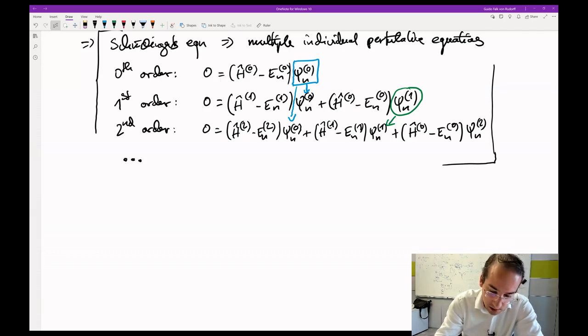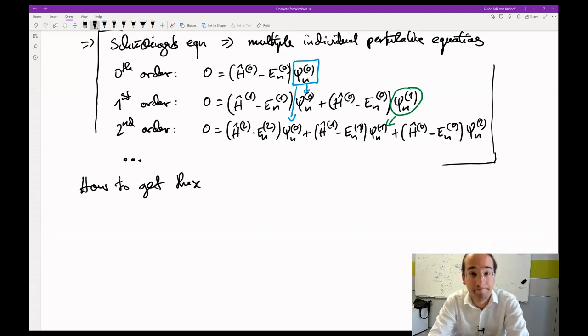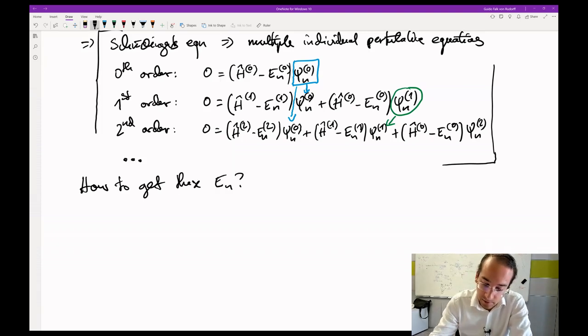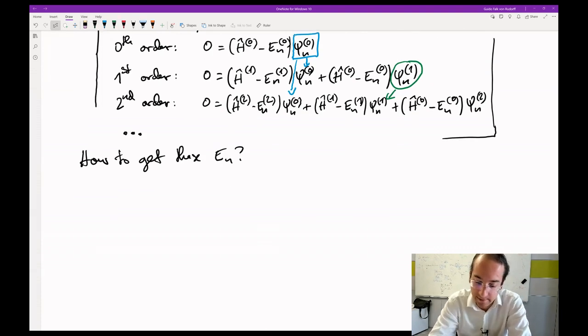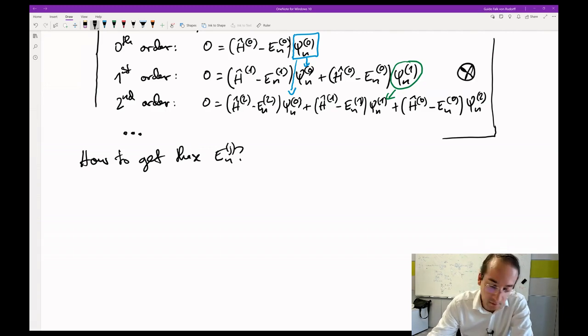So how to get these perturbed energies? Let's put a J next there. Let's start with the first order expression. So that would mean we take this one. So we start from the expression, I just copy it over.